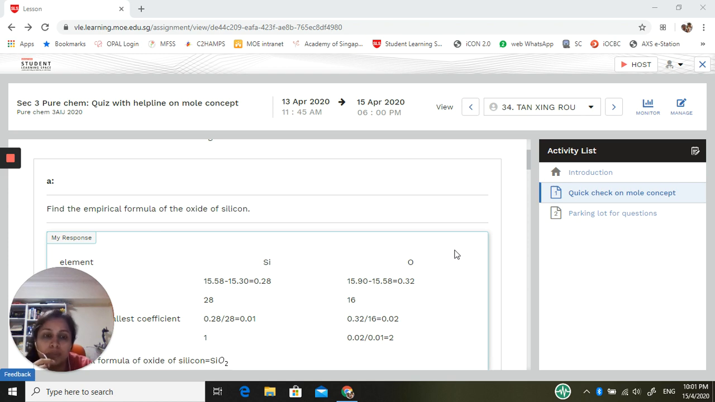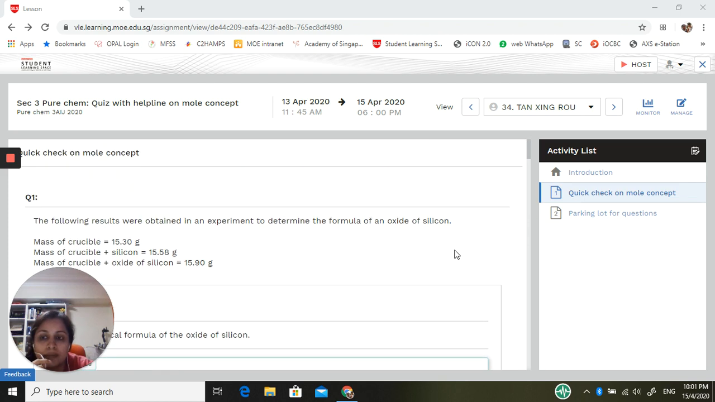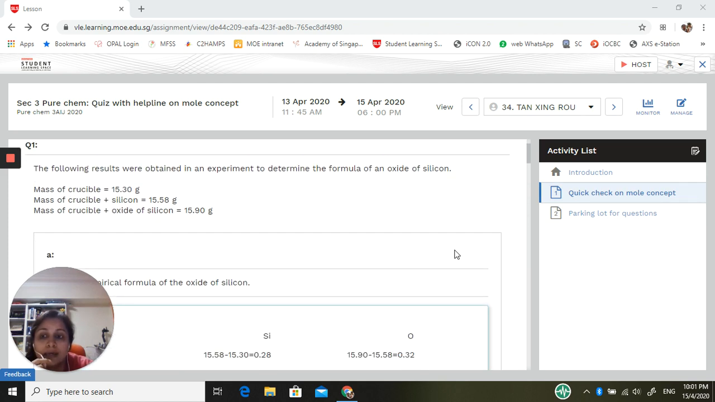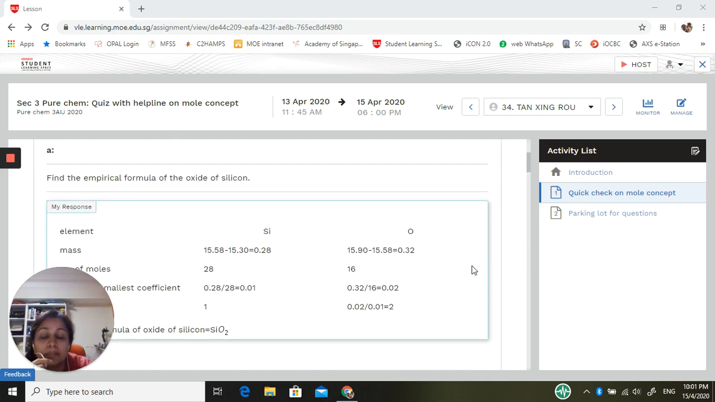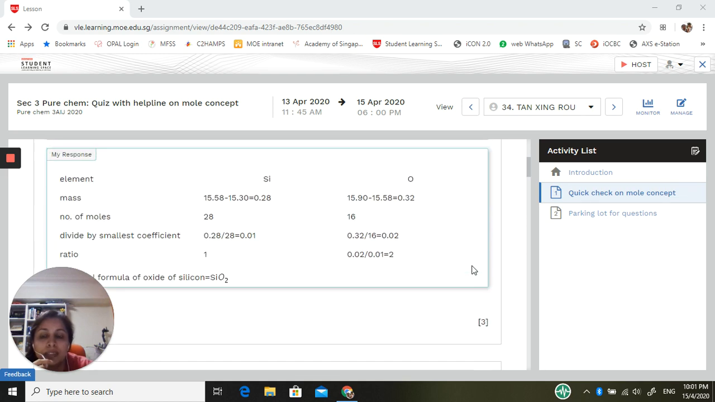Okay, I'm going to use Singro's work. I think it was done very well, so I'm going to use her work to highlight. So just take note. Okay, question number 1. Given some data here, you're supposed to find the empirical formula. So this is how it goes. In the first question, I gave you a table to assist you. I thought that you'll use a similar format for the other question, but some of you did not do that.